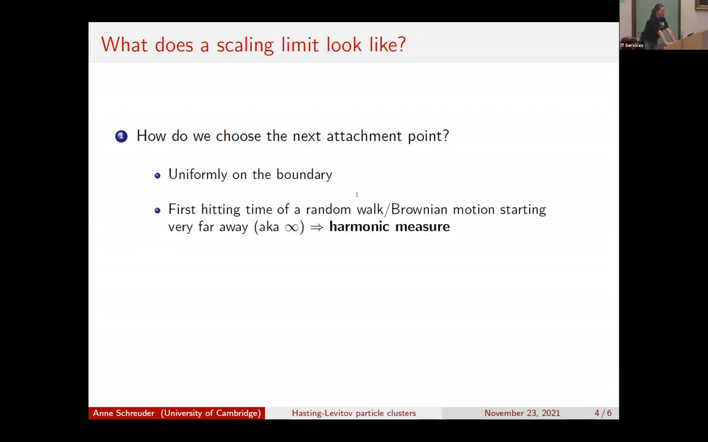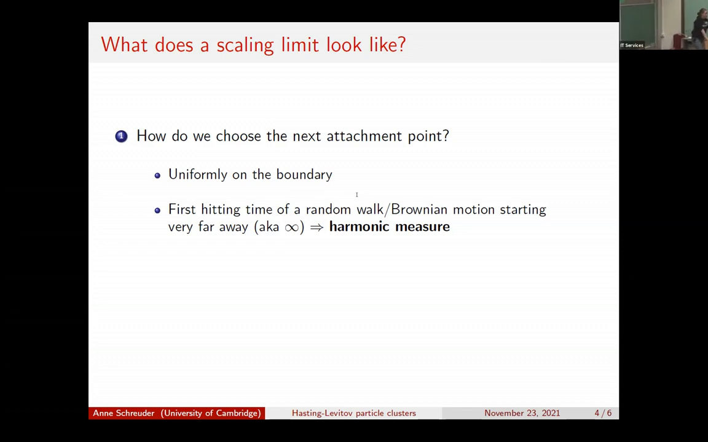Another one, which we've been looking into, is if we start a random walk or a Brownian motion very, very far away, what's the first point we'd hit? So compared with the uniform measure on the boundary, we prefer more exposed areas. So if you have something like this, the tips would have more weight, more likelihood than this area, for instance, which wouldn't be the case with the uniform measure.